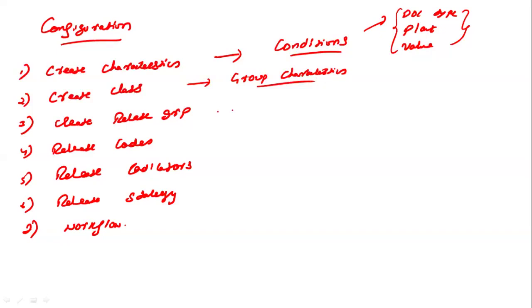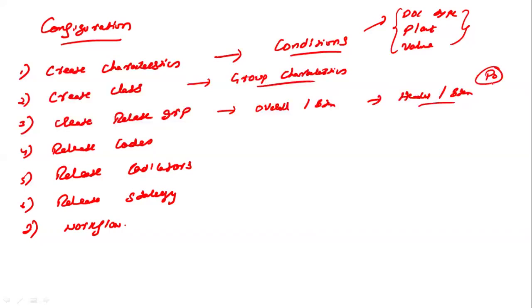And we have this release group. This release group will help us to understand, are we going to release the PR overall or item? When I say overall, header or item. This is not applicable for PO. It is only applicable for PR.